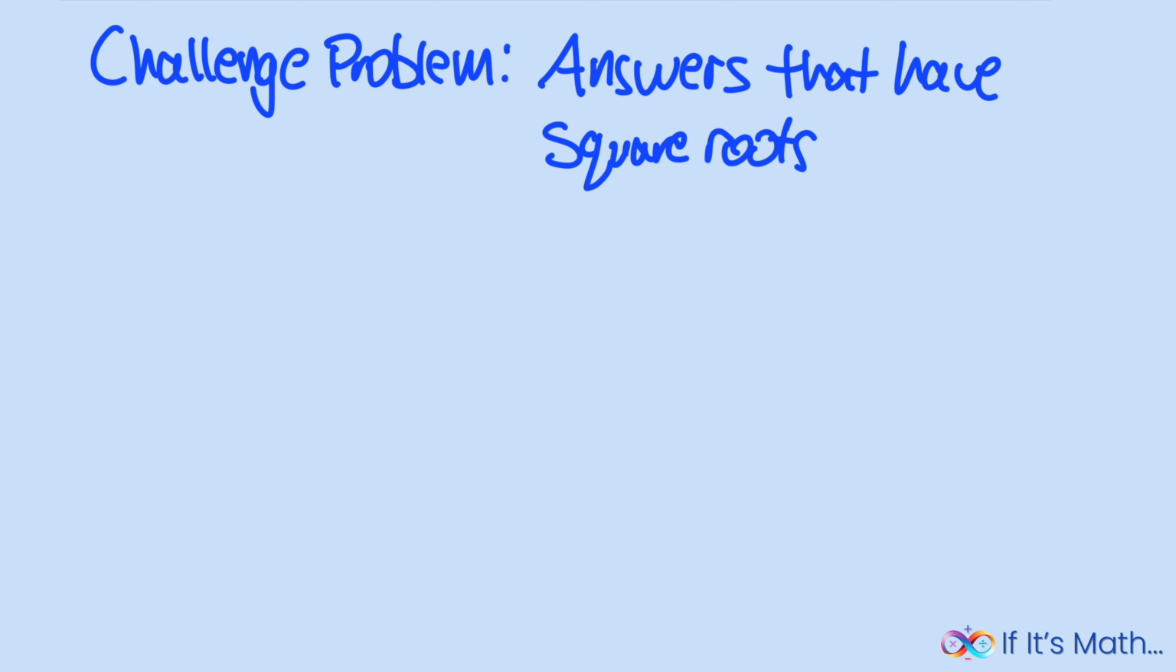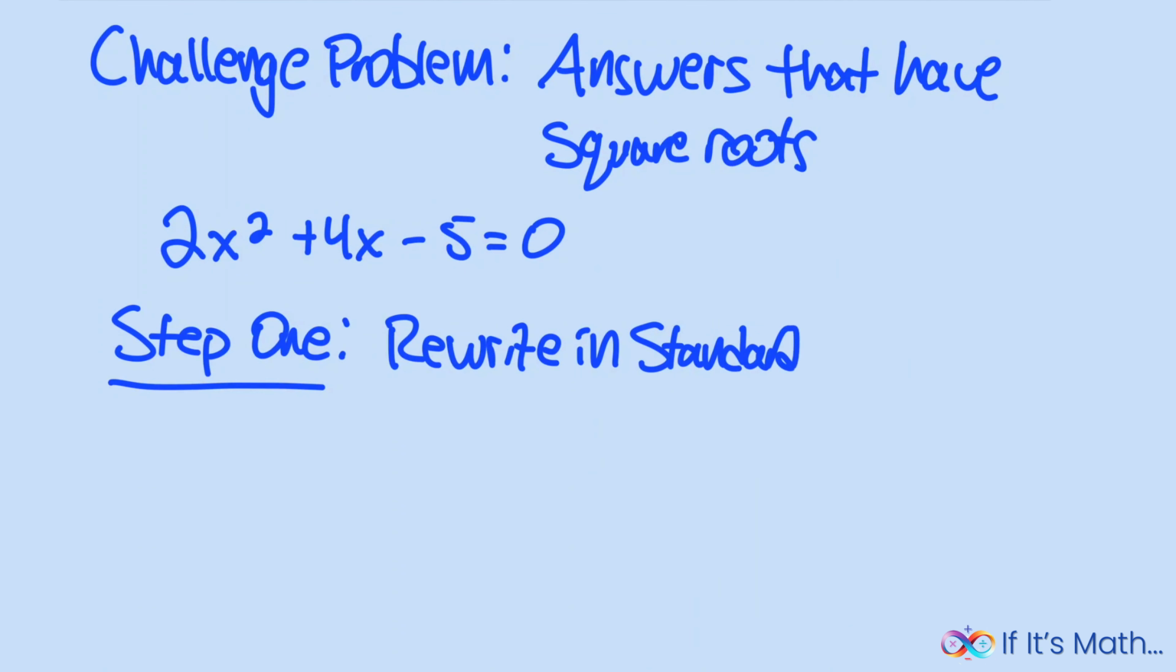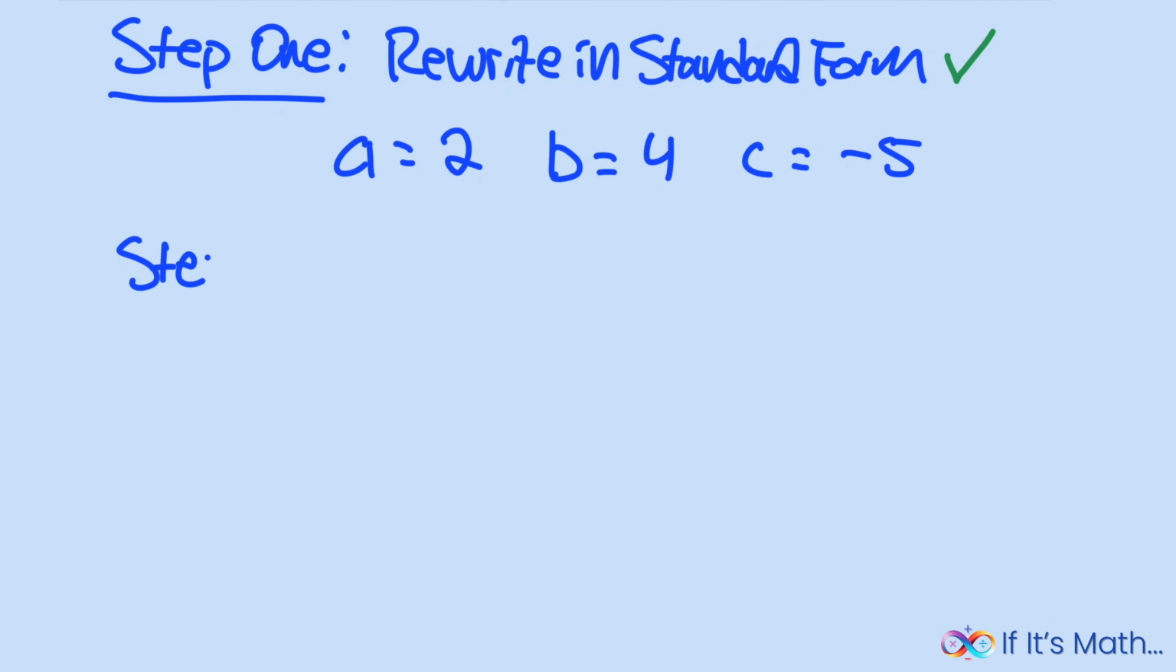So if we want to try a quadratic equation where the answers do have square roots, let's pick the example of 2x² plus 4x minus 5 equals 0. So it doesn't look like it's going to be complicated, but it will be. So step one, we're going to rewrite that into standard form, but it was already in standard form, so it gave you a head start here. So a equals 2, b equals 4, and c equals minus 5.